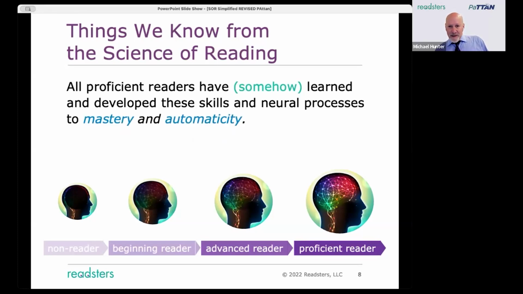So what we know from science is that somehow all proficient readers have developed the same set of skills and the same neural processes, but they've developed them to mastery and automaticity. And towards the end of this talk, I'm going to come back and visit mastery and automaticity. They are not synonymous terms. They are two different terms that have slightly different meanings. And that will become important when we think about the progression of moving to becoming a proficient reader.